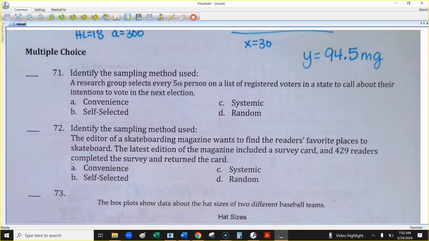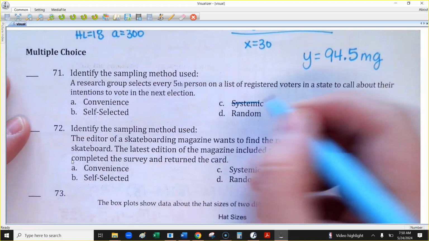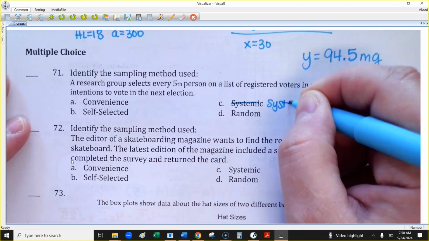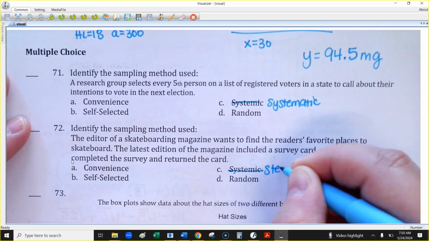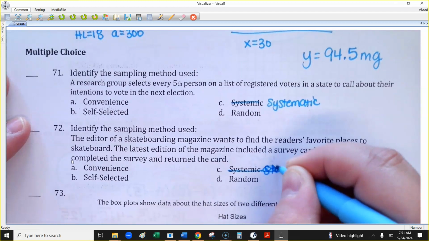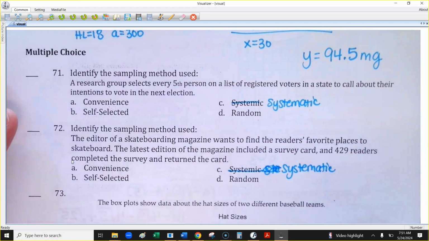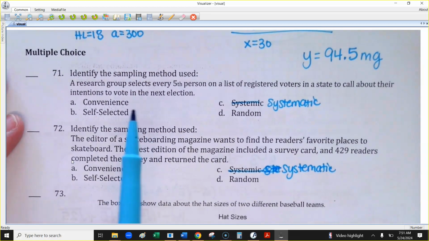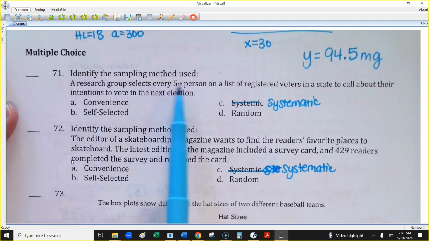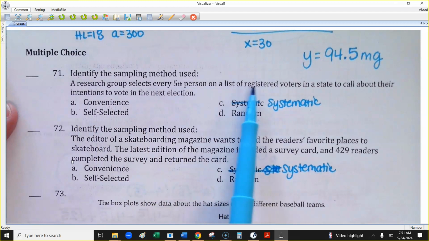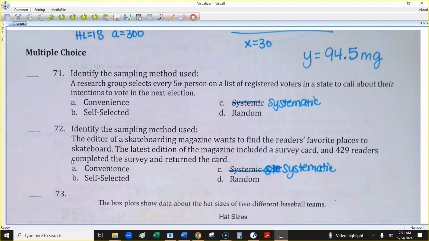Okay, it says identify the sampling method. Oh, fail. Sorry, these are spelled wrong. This should be systematic. I didn't notice that till just a second. Systematic is what the 3rd choice should be. I don't know why it says systemic. Anyway, identify the sampling method. Research group selects every 5th person on a list of registered voters in the state to call about their intentions to vote in the next election.